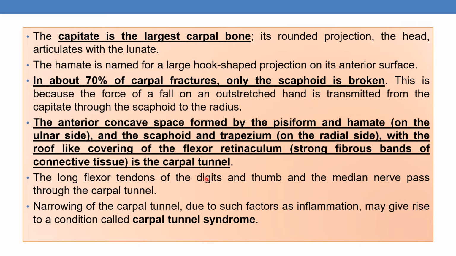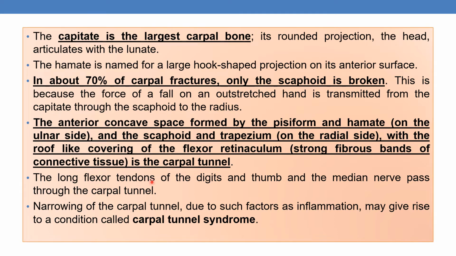And let us discuss the carpal tunnel. The anterior concave space formed by the pisiform and hamate on the ulnar side and the scaphoid and trapezium on the radial side, with the roof-like covering of the flexor retinaculum, which is nothing but strong fibrous bands of connective tissue, is the carpal tunnel. So all these things form the carpal tunnel.